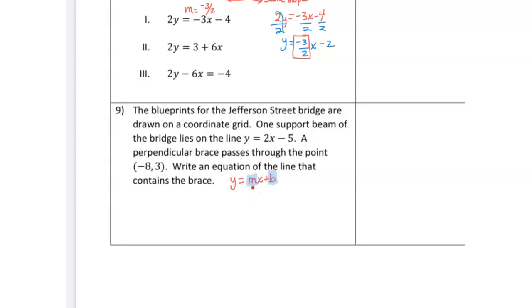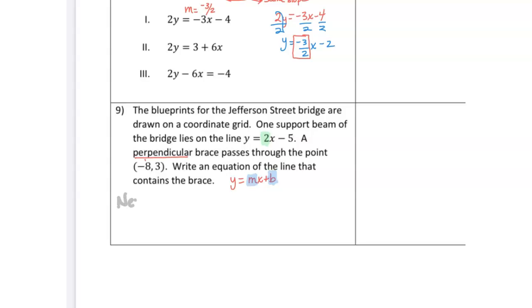Well, we can identify our slope by looking at our important word from our word problem, perpendicular. You should note that perpendicular lines have opposite reciprocal slopes. If we look at our equation, it's already in slope-intercept form. So we can identify our slope for the original equation as a 2.